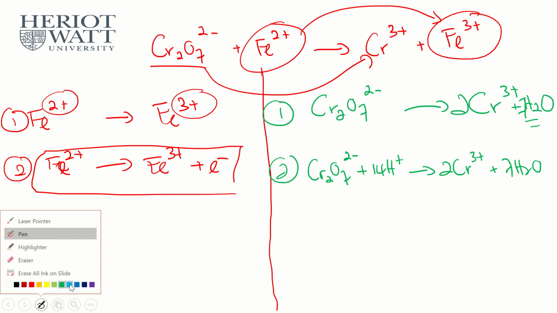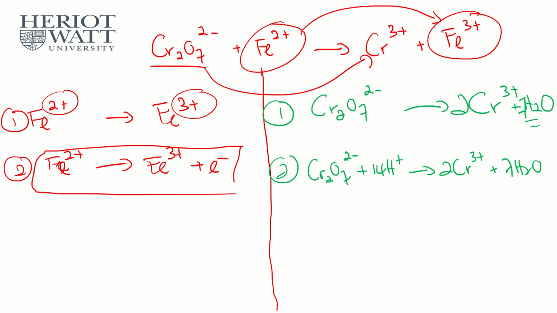Okay, let's check out the charge. How do we balance it? What is the total charge on the left? 2 minus, 14 positive, right? So 14 positive, 2 minus, plus 12 on the left. And here, 2 times 3, so plus 6. Water is neutral, nothing, so plus 6. Plus 12, plus 6. To balance them, add electrons.